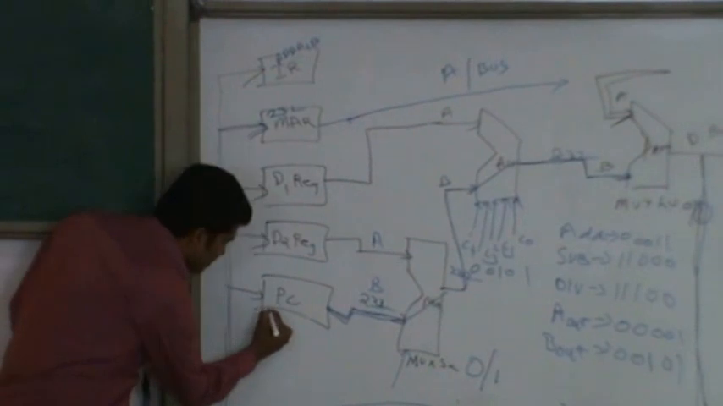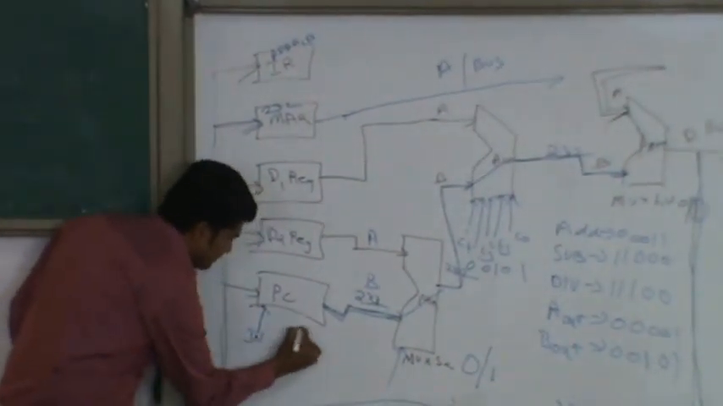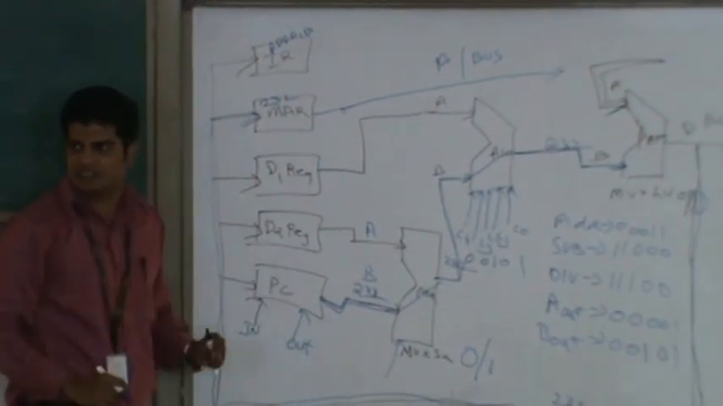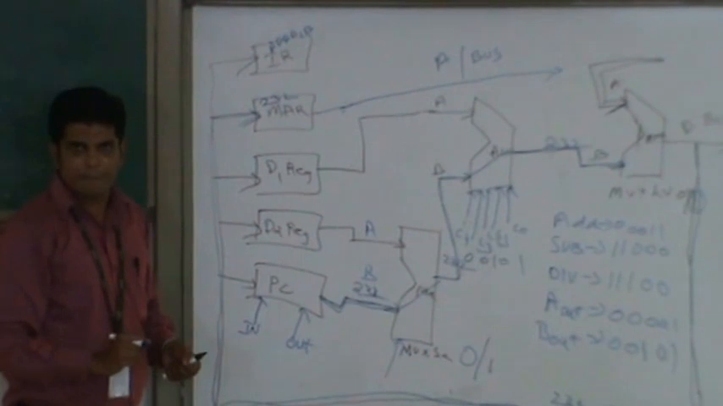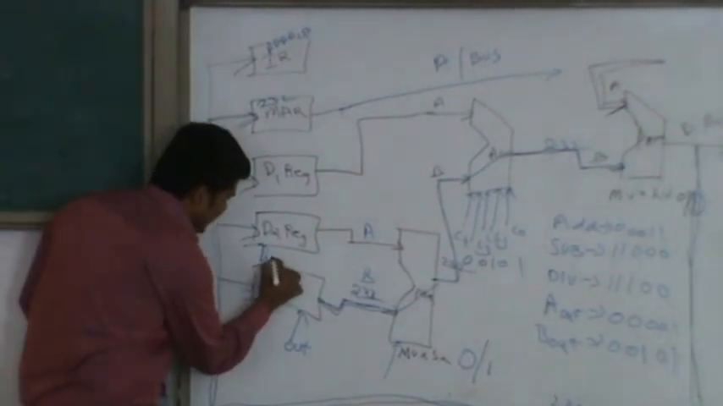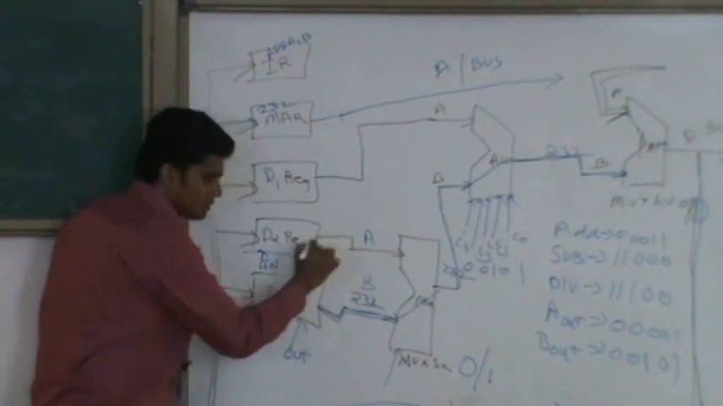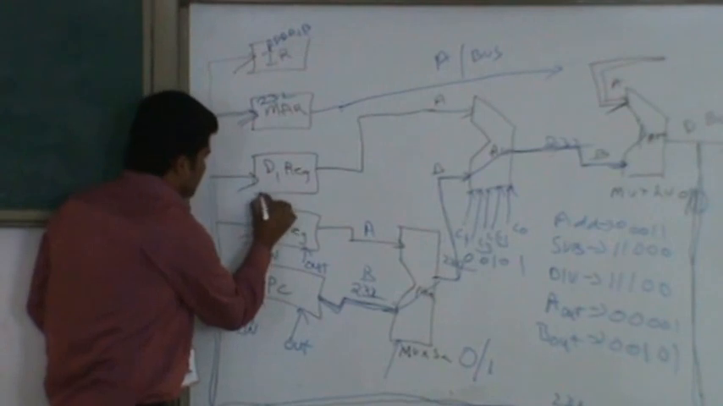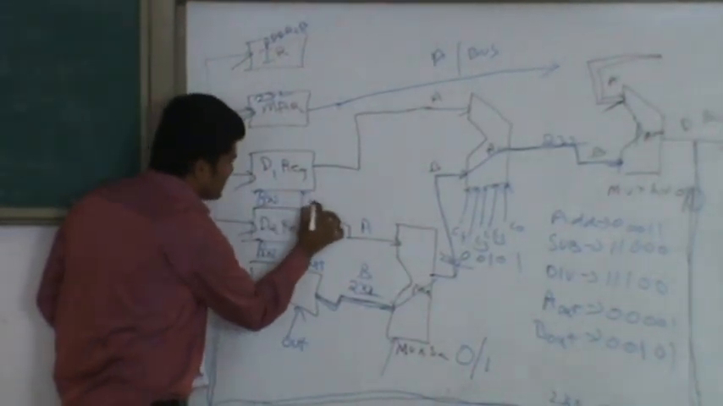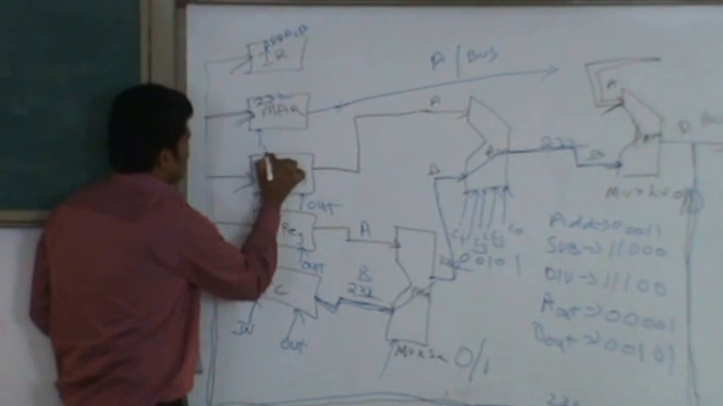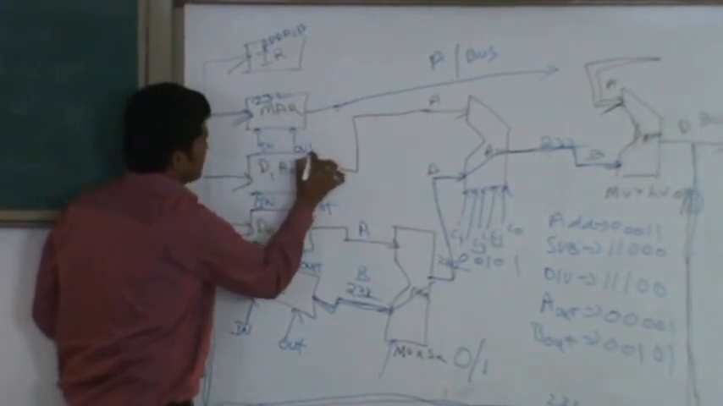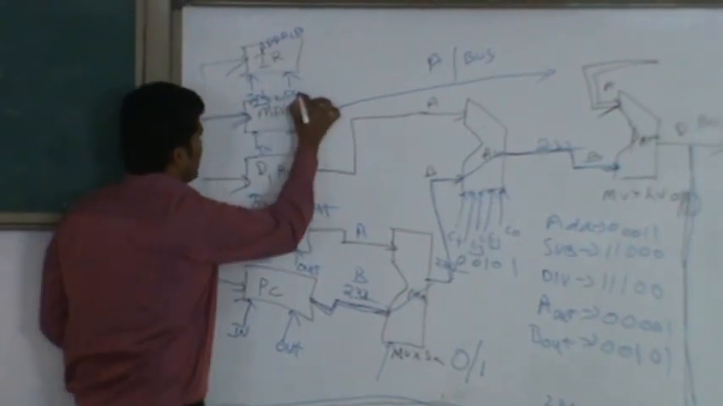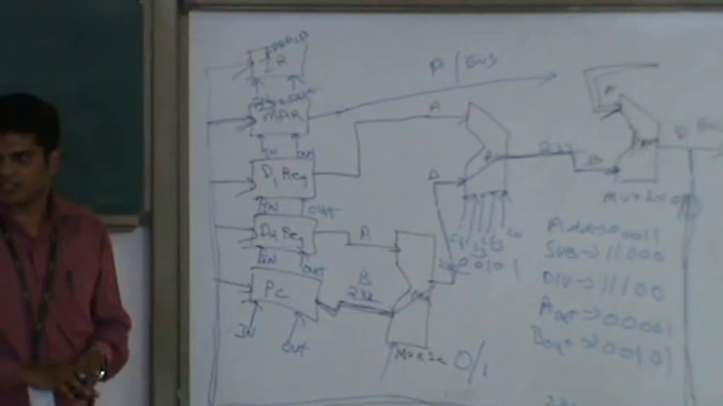Now here you also have PC in, PC out, so the data can come inside the PC or go outside the PC. You also have data that can come inside the D2 register or go outside the D2 register. D1, same thing, the data can come in and go out. The data can come from the instruction register and go outside the instruction register.